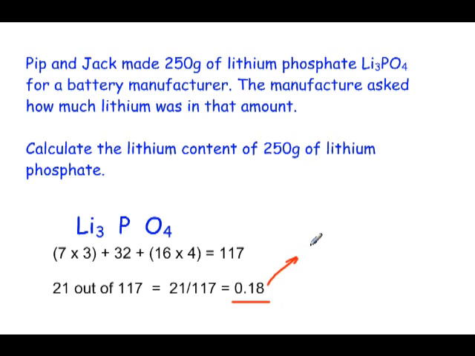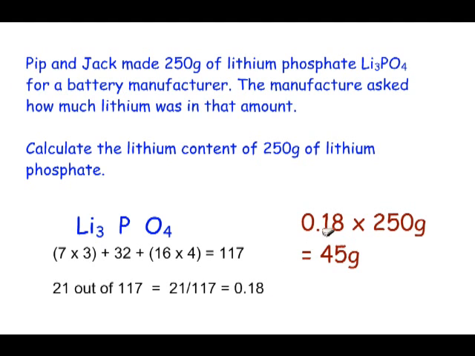We could then, if we wanted to, work out a percentage from that. We can see that that would make 18%, so just move the decimal point 2 places forward, so that would be 18% of that compound is lithium. But we're not actually doing that. What we've been asked to do is to work out the lithium content of 250 grams. So the way we do that is we say 0.18 times 250 grams, and that would give us 45 grams of lithium in 250 grams of lithium phosphate.